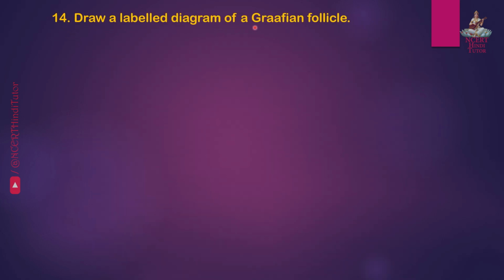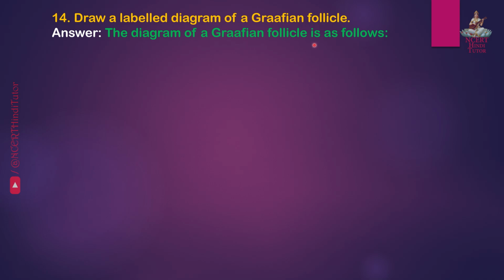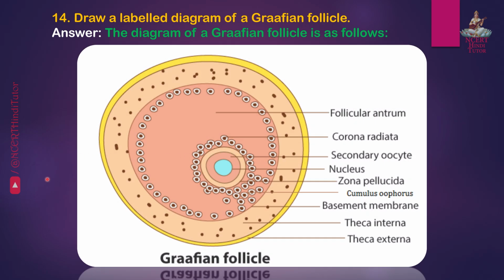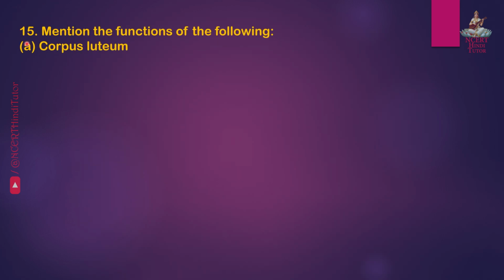Question 14. Draw a labeled diagram of a Graafian follicle. Answer. The diagram of a Graafian follicle is as follows. So friends, this is the diagram. This is follicular antrum. This is corona radiata. This is secondary oocyte. This is nucleus. This is zona pellucida. This is cumulus oophorus. This is basement membrane. This is theca interna. This is theca externa.